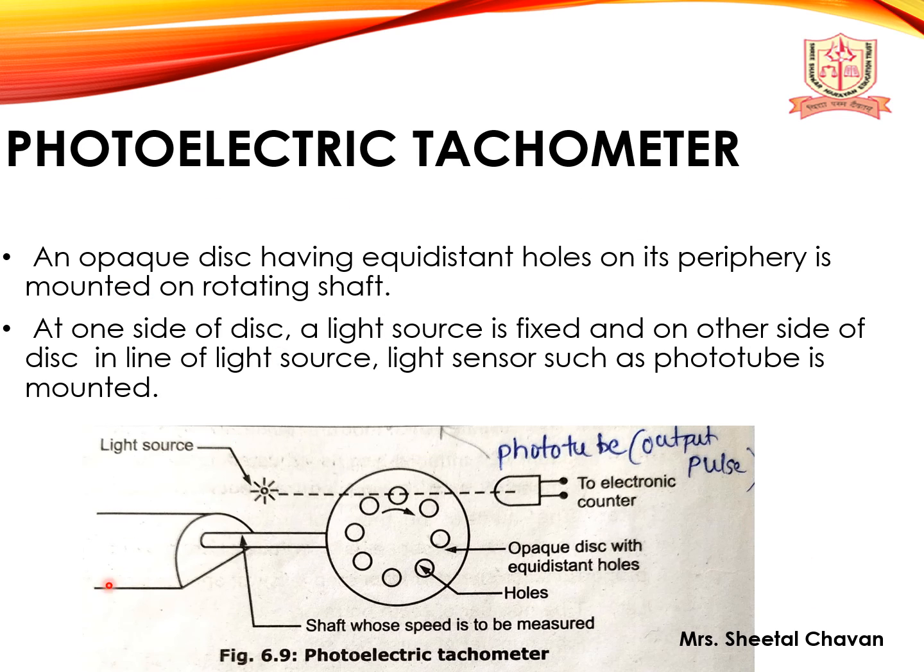So this is the diagram of a photoelectric tachometer. It consists of a phototube. Here is the phototube, and this is the disc with holes, and these are the different holes. Here is the shaft, and this is the light source. The disc has equidistant holes on its periphery and is mounted on a rotating shaft. On one side of the disc, a light source is fixed, and on the other side, in line with the light source, a light sensor such as the phototube is mounted. So here is the phototube.